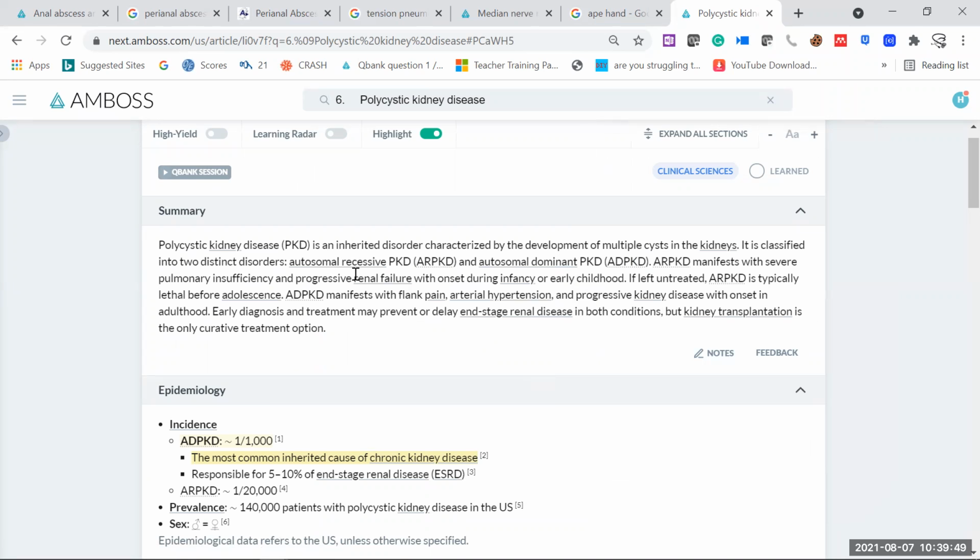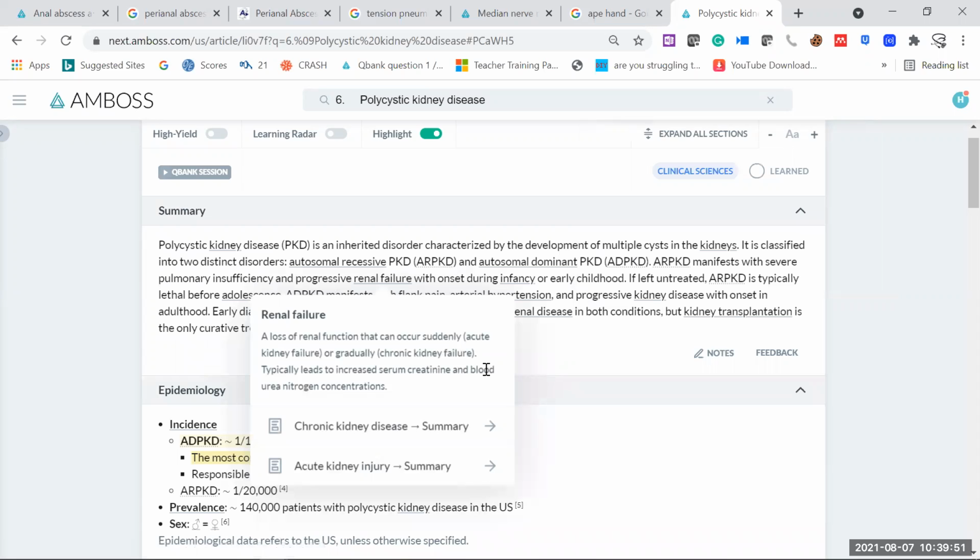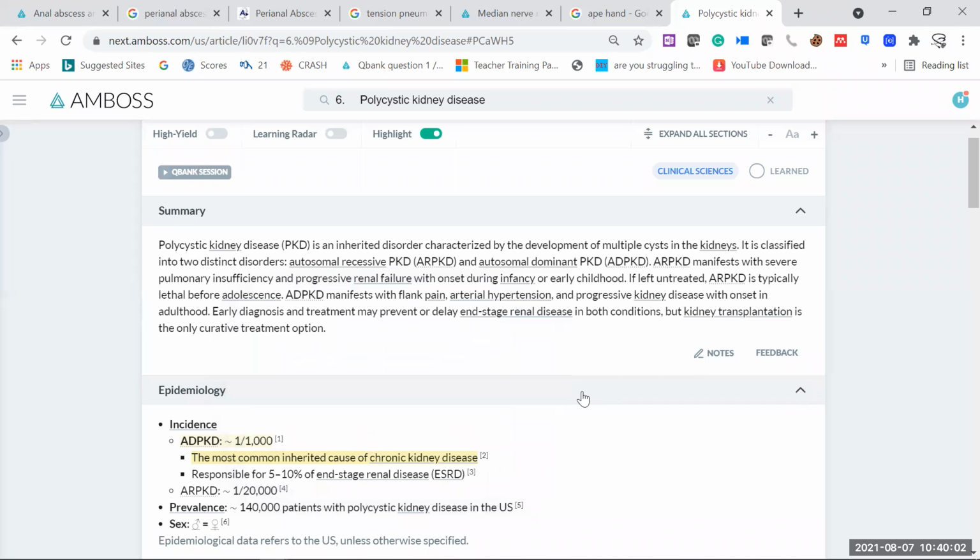Some may present with autosomal recessive, like if only one gene is involved and one is normal, this is not going to show in the patient. That's called autosomal recessive. And if one gene is involved and the patient is going to show the symptoms, that is autosomal dominant. If we are considering autosomal recessive, they say it manifests with severe pulmonary insufficiency and progressive renal failure. So those who have this autosomal recessive disease show progressive renal failure with onset during infancy or early childhood.